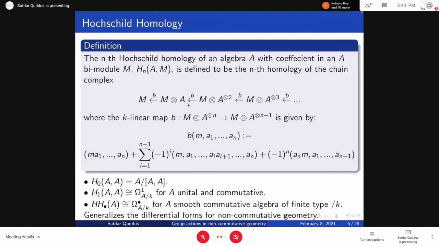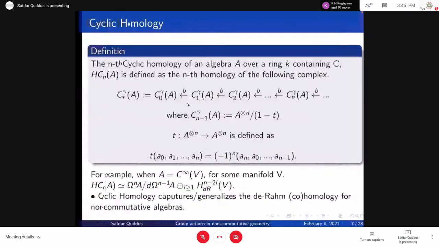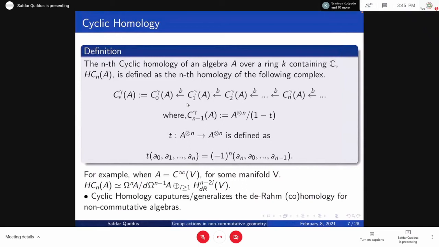is capturing the differential forms, and we have another variant of this Hochschild homology, which is the cyclic homology, which in the special case when the ground field K contains the rationals can be defined in a simpler way. If that's not the case, if the ground field does not contain the rationals, then it has to be defined by the bicomplex, capital B and small b. That's a little complicated definition of cyclic homology when the ground field over which the algebra is defined does not contain the rationals. But here we are working over C, so it contains the rationals.